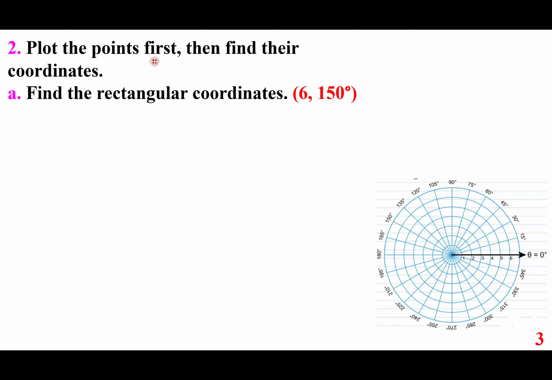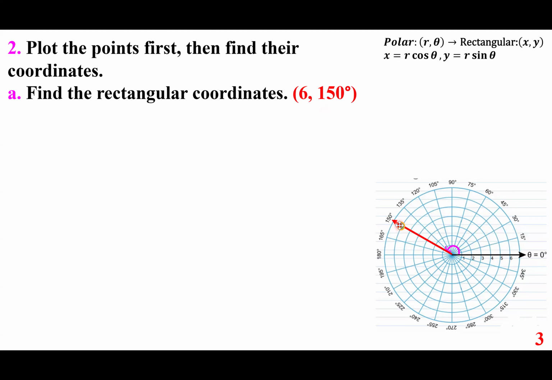Plot the points first, then find their rectangular coordinates. So this one, we are going to go from one format to the next, and we make a 150-degree angle, and we go 6 tick marks. So that means 6 circles in essence. Each one represents a 1. See, 1, 2, 3, 4, 5, 6. So that's why we have this point.